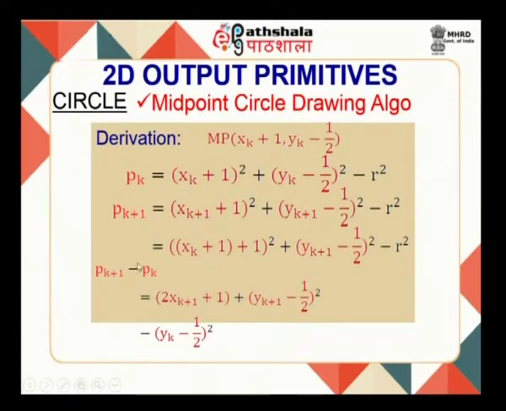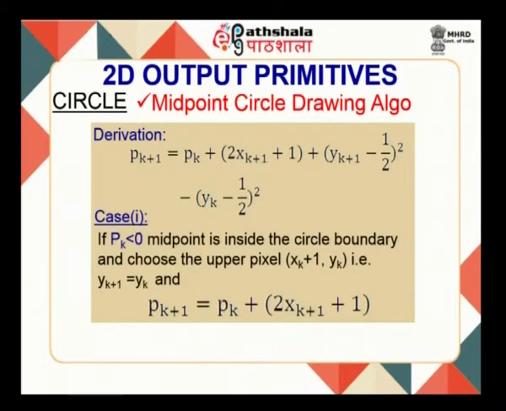So, we have taken this, and the next step is to take the difference between the two decision parameters, p k plus 1 minus p k, which is 2 x k plus 1 plus y k plus 1 minus half whole squared minus y k minus half whole squared, because this difference is important so that we can take p k on to the right. So, you can sit and take these steps and you can follow, derive them. It will get simplified further. You can keep these slides, observe them carefully. The next decision parameter is p k plus 2 x k plus 1. Take the p k on to the right.